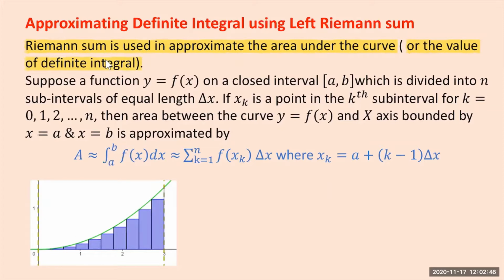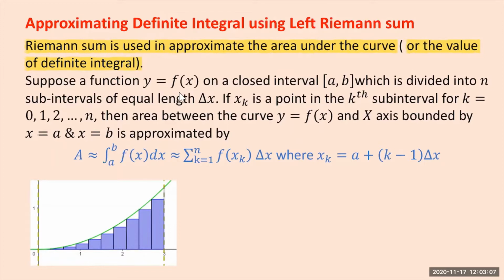So whenever you are asked to calculate the Riemann sum, you are approximating the area under the curve, or you are approximating the value of the definite integral. The first type of Riemann sum that we are exploring today is the left Riemann sum. So here is the definition for that.